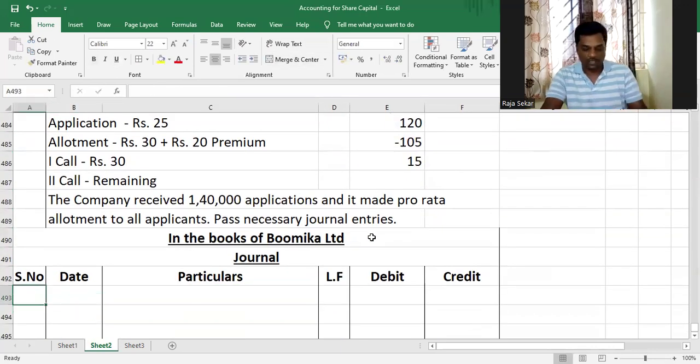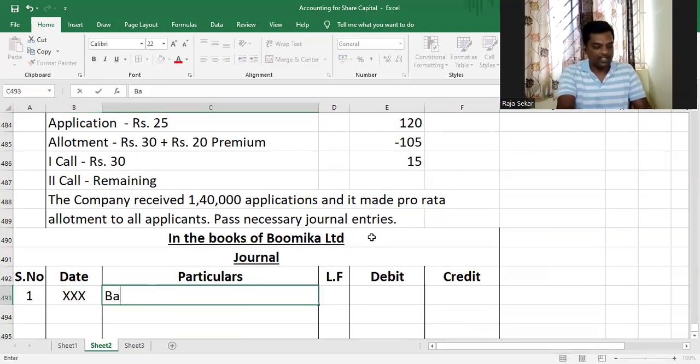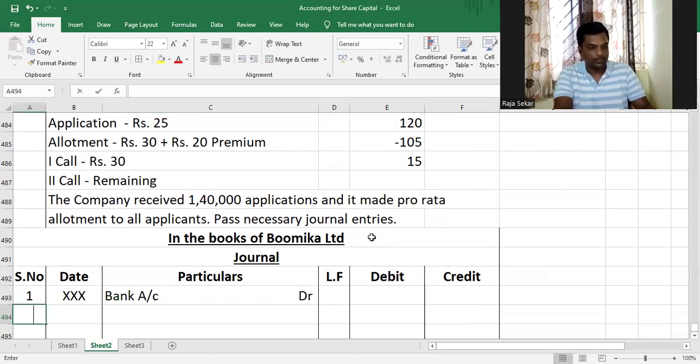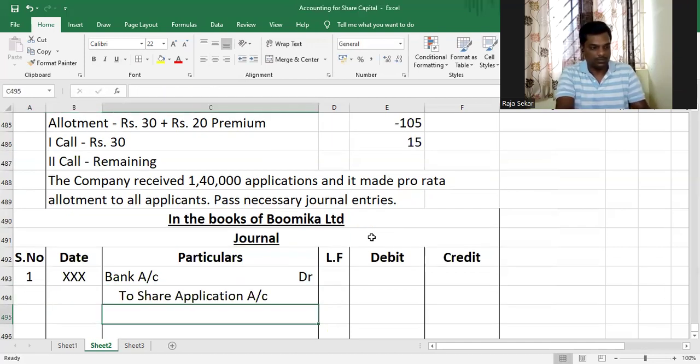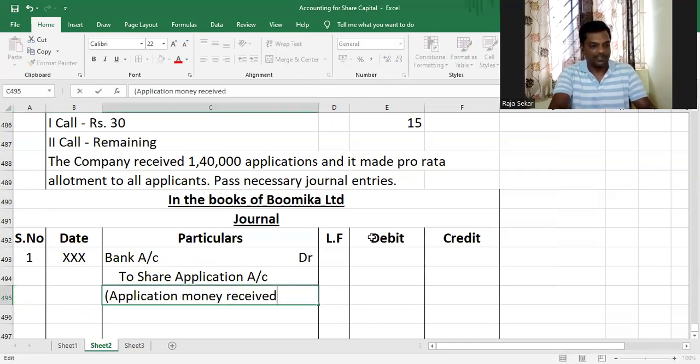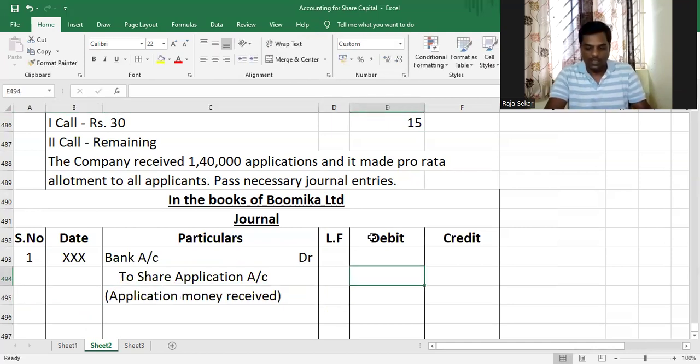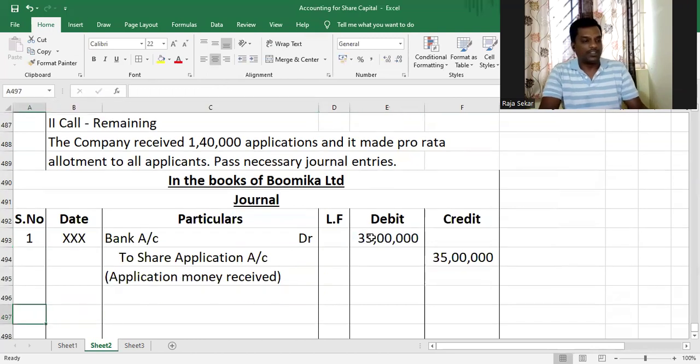All right, my dear children, let's go ahead and do the first journal entry. The first transaction is receiving application money, and the journal entry for that would be bank account debit to share application account. Application money received, and that would be what, my dear children, the number of applications received multiplied by the application money receivable per share. So that is 35 lakh.